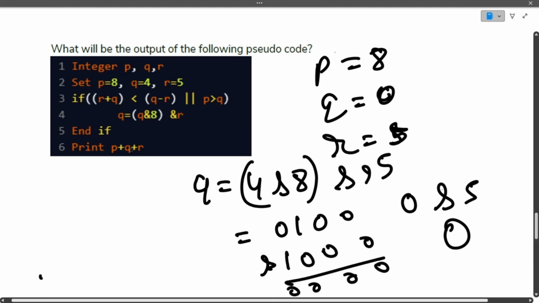And after this we are just adding p plus q plus r. So 8 plus 5 is 13. So 13 is your output. Okay, I hope this pseudocode is clear to you. Any doubts, you can write in the comment section.